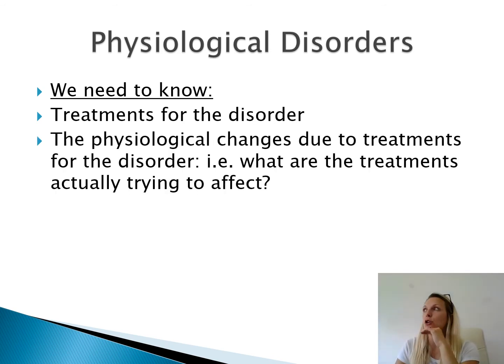Now, this is the area that people fail on. When you hand in assignments, this is the area that people don't get right, because they do only the first bullet point. The first bullet point is treatment. What is the treatment? And they list the treatment. They'll list the medication. So they'll just put cancer, chemotherapy. Inflammatory bowel disease, steroid medication. That's not enough. You need to include the second bullet point as well. So what are the treatments actually trying to affect?